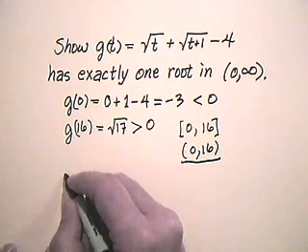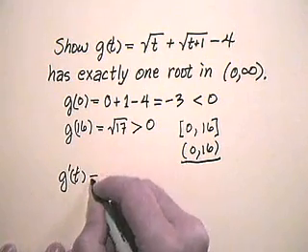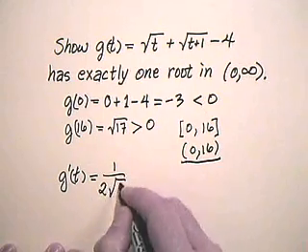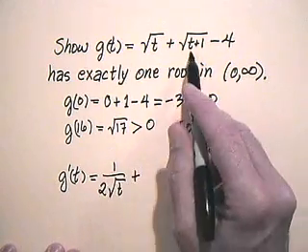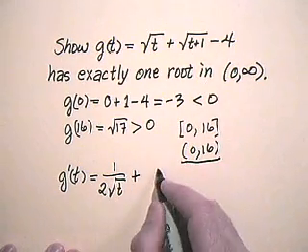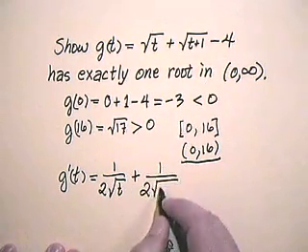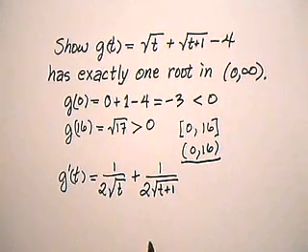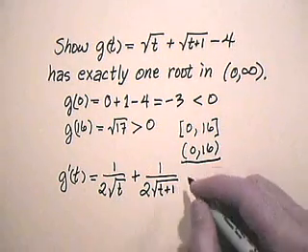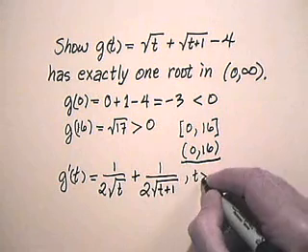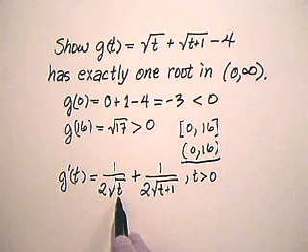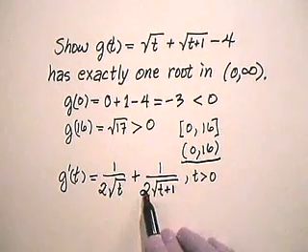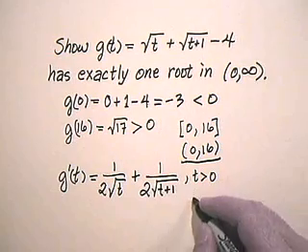We take the derivative. G prime of t equals, well, the derivative of square root t is 1 over 2 square root t, plus the derivative of square root of the quantity t plus 1 is 1 over 2 times the square root of t plus 1. And of course, the derivative of the -4 is 0. So there's our derivative. And notice that as long as t is positive, which is the only place that term will make sense, on the entire interval from 0 to infinity, that is a positive number.